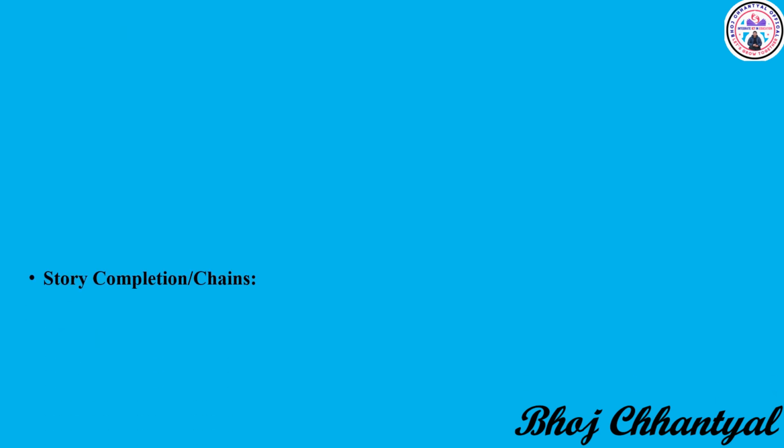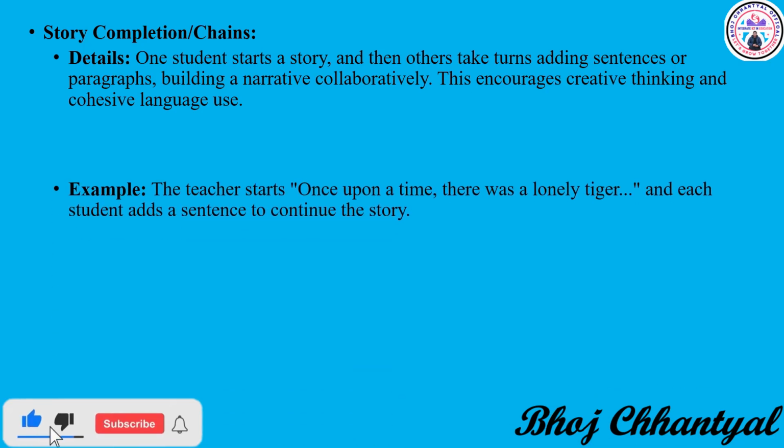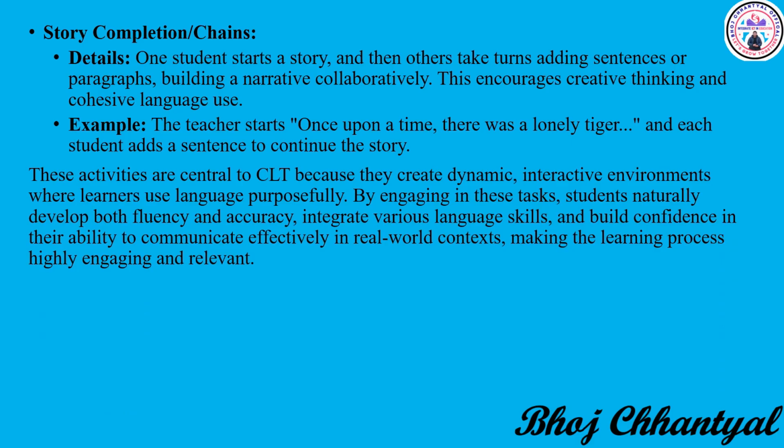Story completion/chains. Details: one student starts a story, and then others take turns adding sentences or paragraphs, building a narrative collaboratively. This encourages creative thinking and cohesive language use. Example: the teacher starts, "Once upon a time, there was a lonely tiger." And each student adds a sentence to continue the story. These activities are central to CLT because they create dynamic, interactive environments where learners use language purposefully.